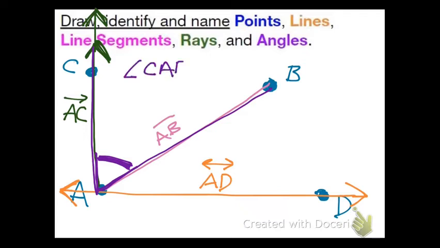C, A, B. Because I started at C, I went to A where the vertex is, and I went back up to B to draw the angle. Or you could go backwards and go B, A, C. So you can also label an angle BAC. If you'll notice though, the biggest thing is that the A is in the middle each time because that's where the vertex is.